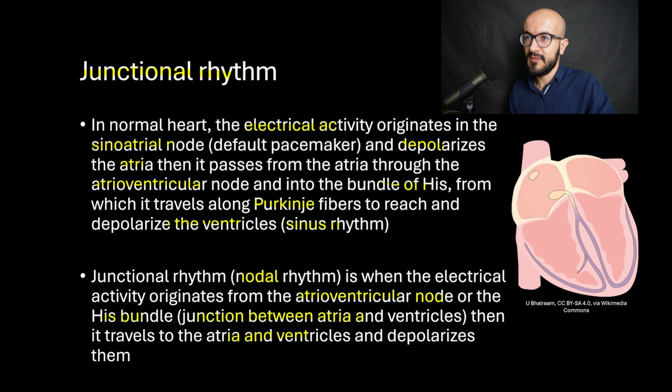So in junctional rhythm, the electrical activity starts in this area here, which is the area of the AV node and the His bundle. So the electrical activity starts here, and then it moves on to the atria to depolarize them, and it moves to the ventricles through the right and left bundles and into the Purkinje fibers to depolarize the ventricles. And junctional rhythm occurs in cases where the SA node becomes dysfunctional, and that is due to many causes that will be mentioned in a separate part of this video.